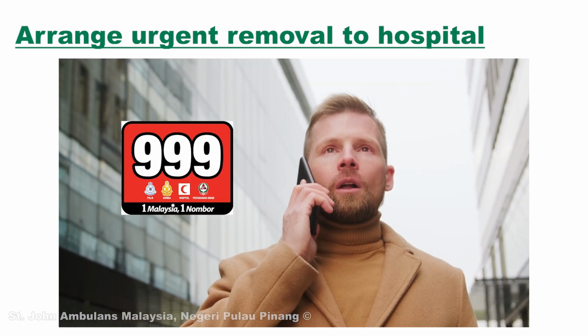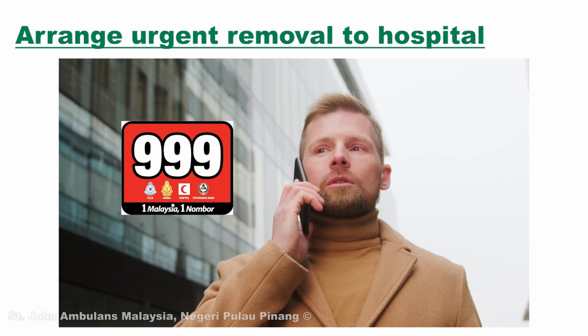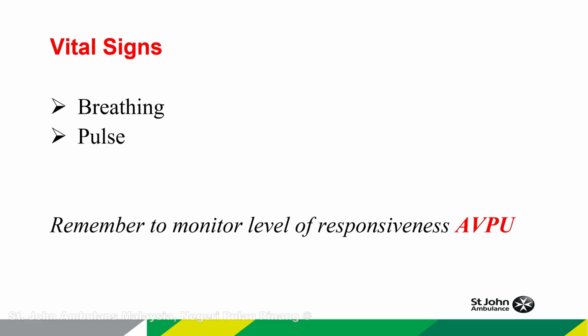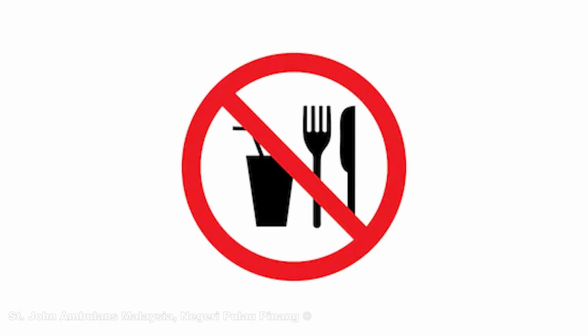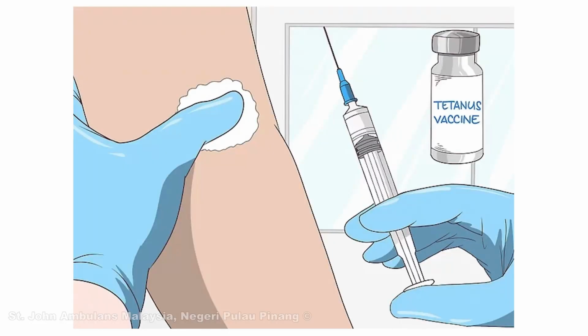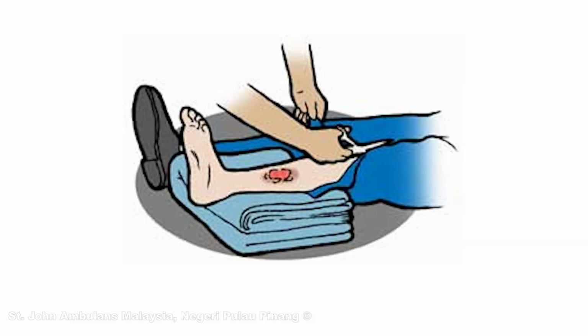Finally, is to arrange urgent removal to the hospital. You or a helper should call 999 for emergency help. Monitor and record the casualty's vital signs such as breathing, pulse, and level of responsiveness while waiting for help to arrive. Do not allow the casualty to eat or drink because an anesthetic may be needed. You may remove or cut away clothing to expose a wound if the clothing has contaminated the wound.